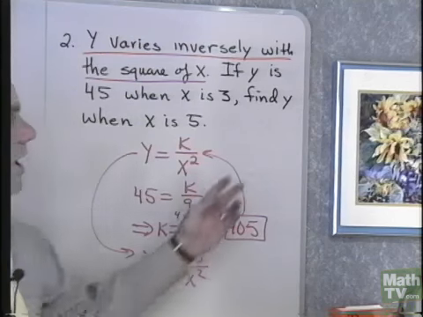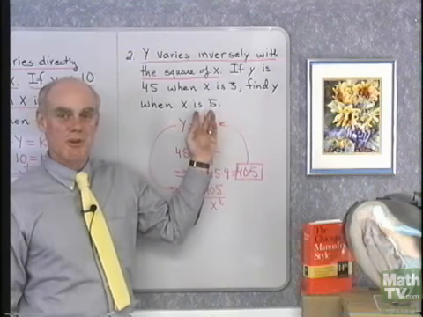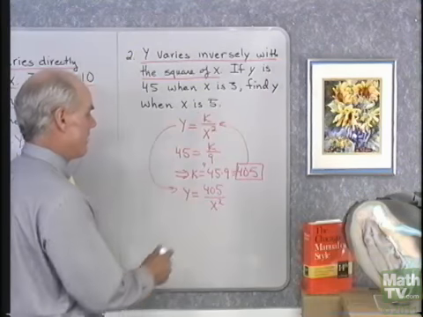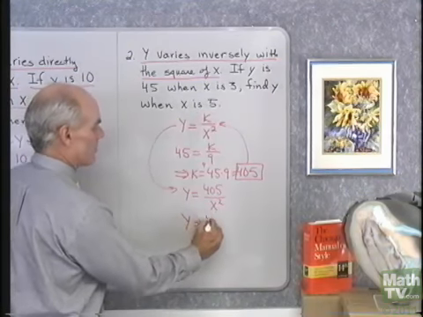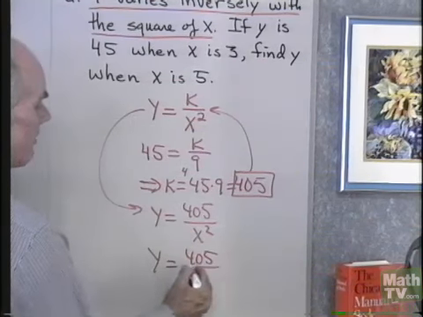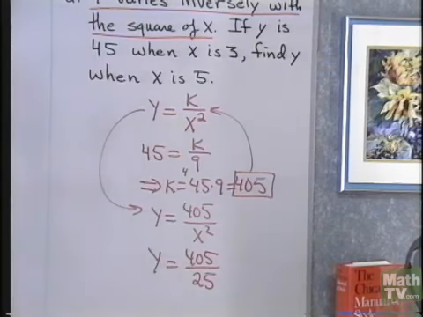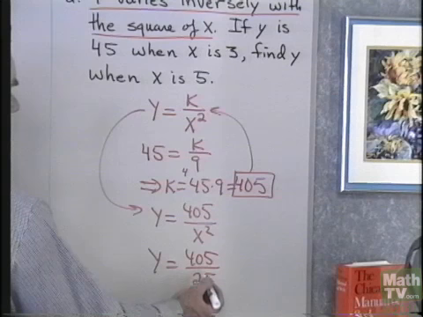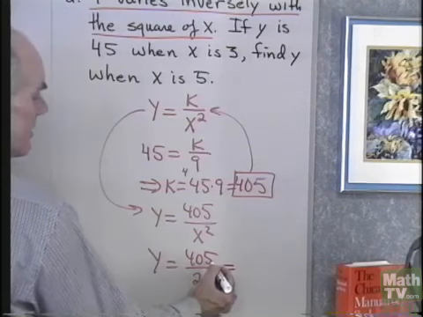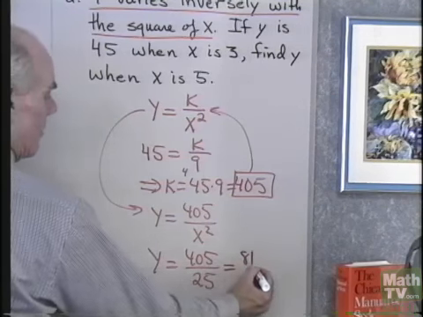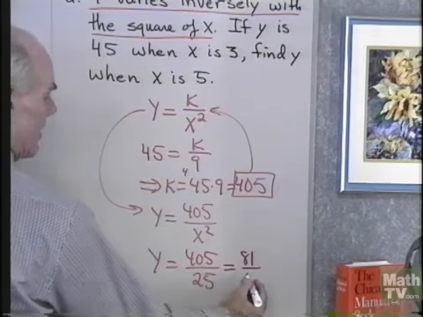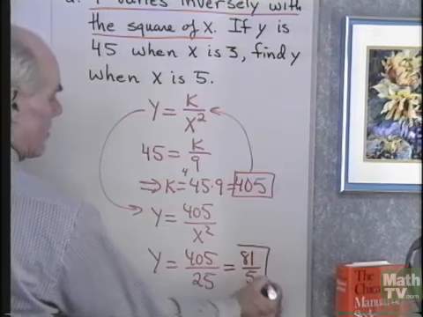Now, let's find y when x is equal to 5. So I'll substitute in 5 for x, and I get y is equal to 405 divided by 25, and let's see, I can reduce this to lowest terms, I guess, by dividing numerator and denominator by 5. Divide this by 5, I get 81. Divide this by 5, and I get 5. So y is equal to 81/5.